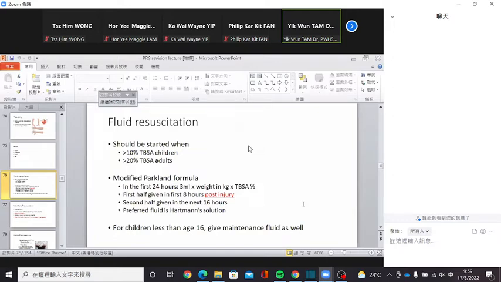So the first half will be given in the first 8 hours post-injury. It's post-injury, not post-presentation to medical service. And the second half will be given in the next 16 hours. Our preferred solution is Hartmann's solution or lactated Ringer's, depending on the availability in various units. And for children under the age of 16, apart from the modified Parkland formula, we will also give maintenance fluid by their body weight. So any question with this slide? This slide is important. Okay, if no question, then we will move on.